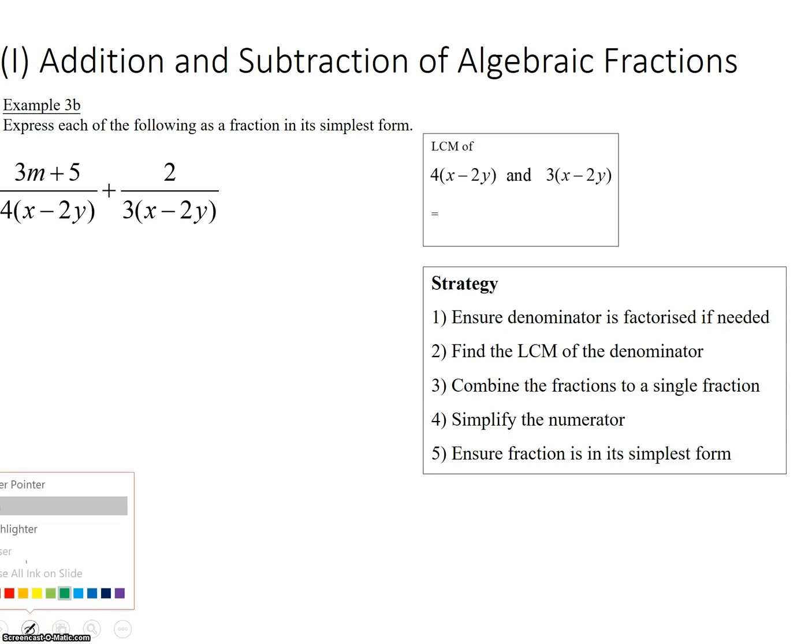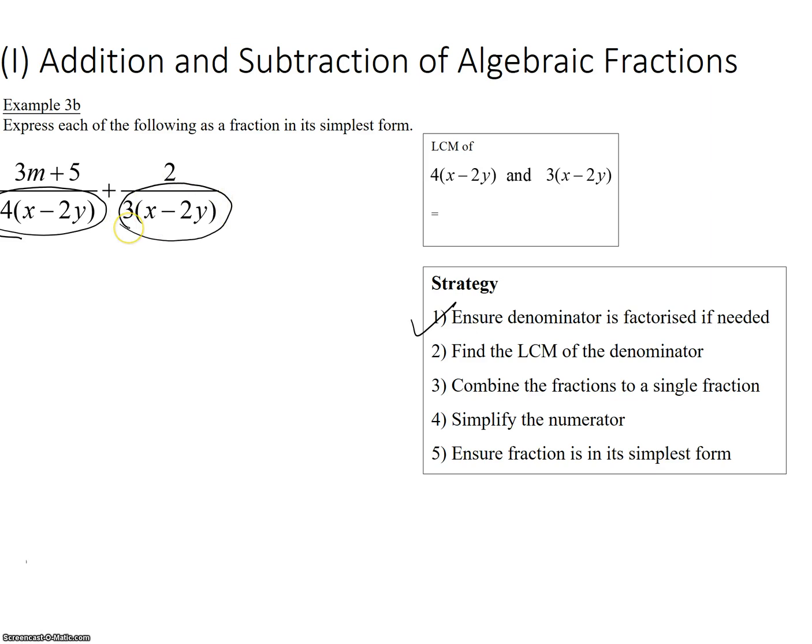For your step 1, ensure the denominator is factorized. In this case, it's already factorized. There's nothing I can do to the denominator. I have a 4 bracket x minus 2y and a 3 bracket x minus 2y. So now the question for this case is, what is the LCM of the denominator?